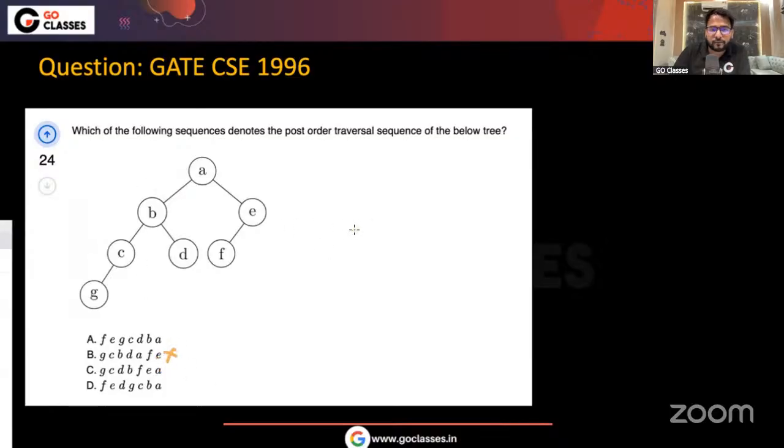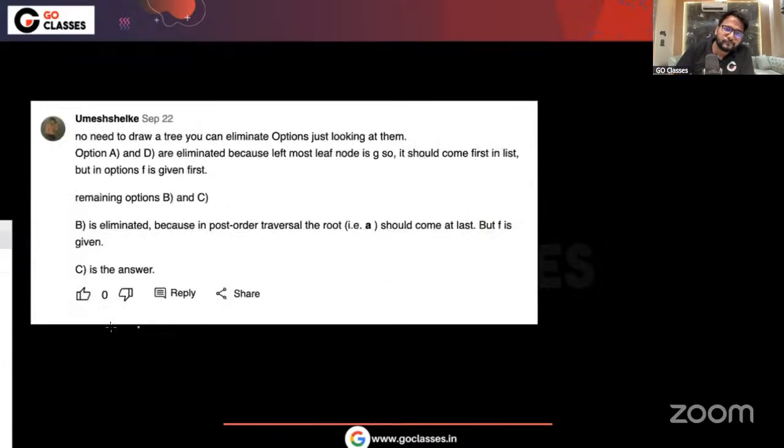And then basically it is left, right, root. EF should be on the right, so EF should be consecutive. Only option C is having EF before A, so you can say option C is correct, because the right is EF, in some order, let's not worry about it. But yes, EF should be there, A should be there, and before A, EF should be there. Only option C is having that.